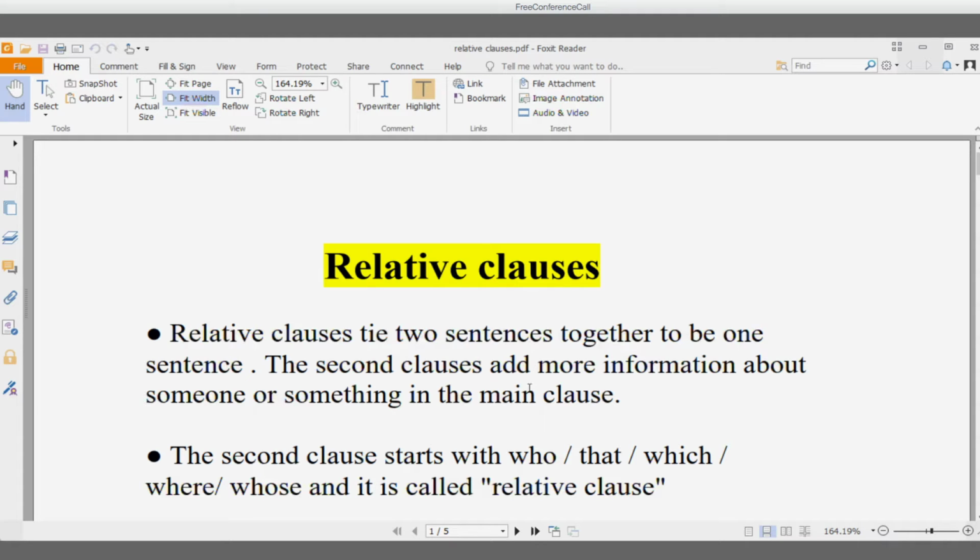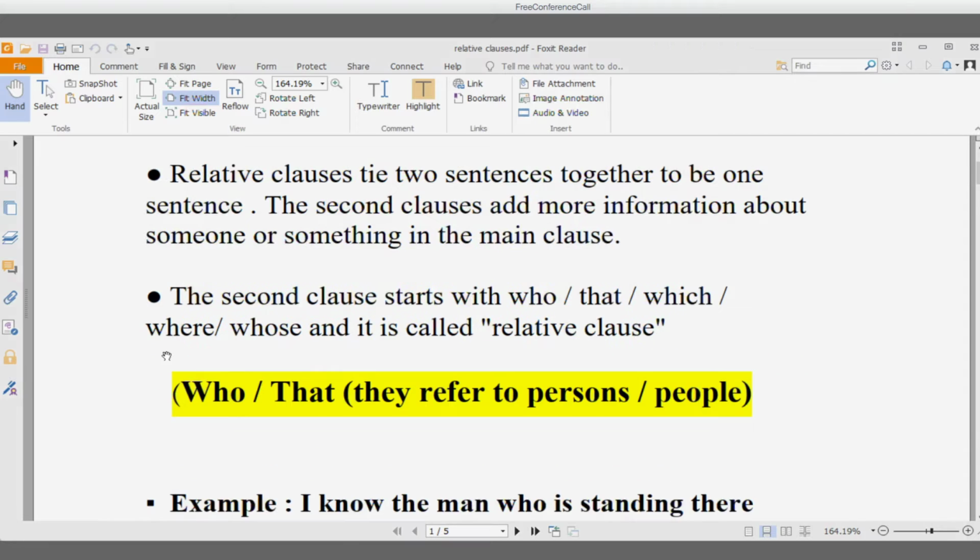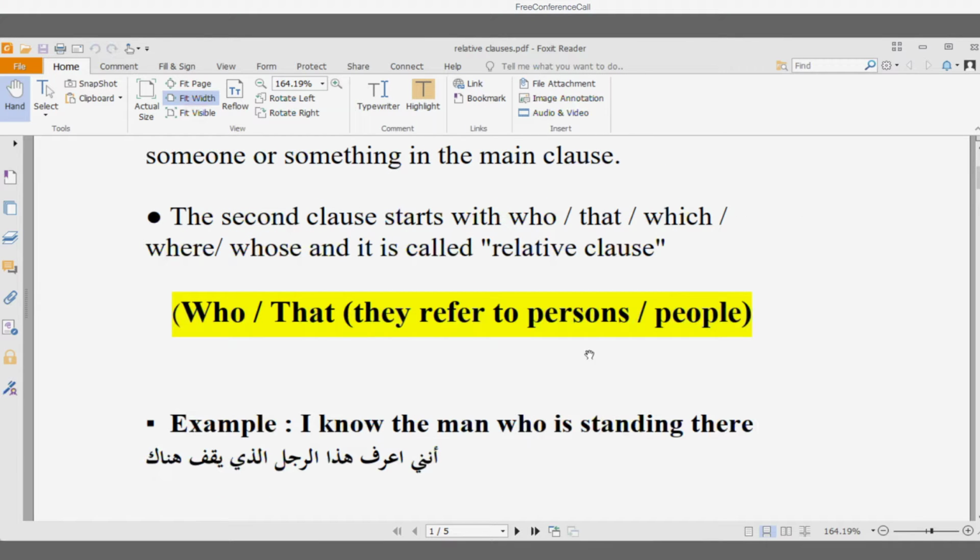The second clause starts with that, which, who, where, or whose, and it is called the relative clause. So now we know that the relative clause is the second one, which comes after the relative pronouns such as who, that, which, where, and so on. So relative clause هي العبارة الثانية اللي تيجي بعد المين clause، وتيجي دائما هاي العبارة بعد ضمائر الوصل اللي هي who, that, which, where, and whose. It's called relative clause ويسموها عبارة الوصل.